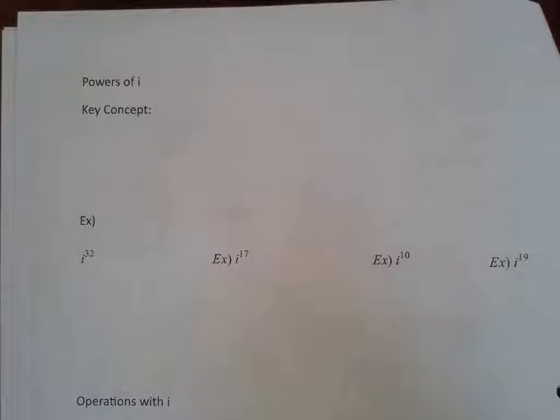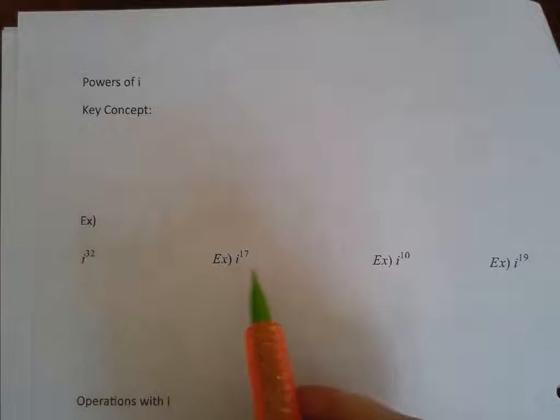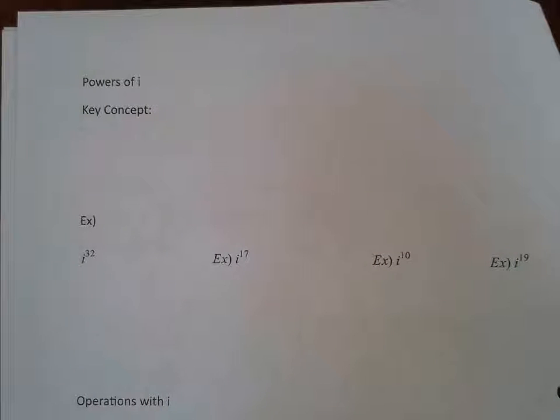Hey everyone, we're going to round out the complex numbers with powers of i. This is a popular SOL question that I love to make sure everybody gets correctly because it can be really easy. Powers of i mean that you're going to raise i to the first power, the second power. As you can see, we're going to raise it to the 32nd power, 17th, 10th, 19th. It can be any number that they choose. The nice thing about this is that it goes in a pattern.